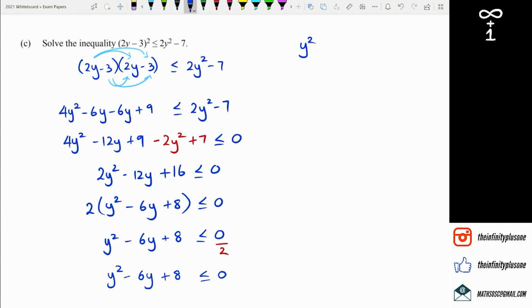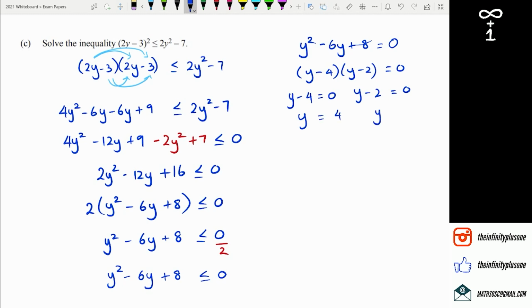The first thing I do is go y squared minus 6y plus 8 equals 0. I know it says less than or equal to 0, but I'm just going to put it equal to 0 to find my two solutions when it equals 0. In this case, I can see that this is y minus 4 and y minus 2 equals 0. So straight away I can say y minus 4 equals 0, or y minus 2 equals 0, or in other words, y is equal to 4, or y is equal to 2. All right, now unfortunately this is not where the question ends. All I'm doing is finding those 2 points when this equation equals 0.